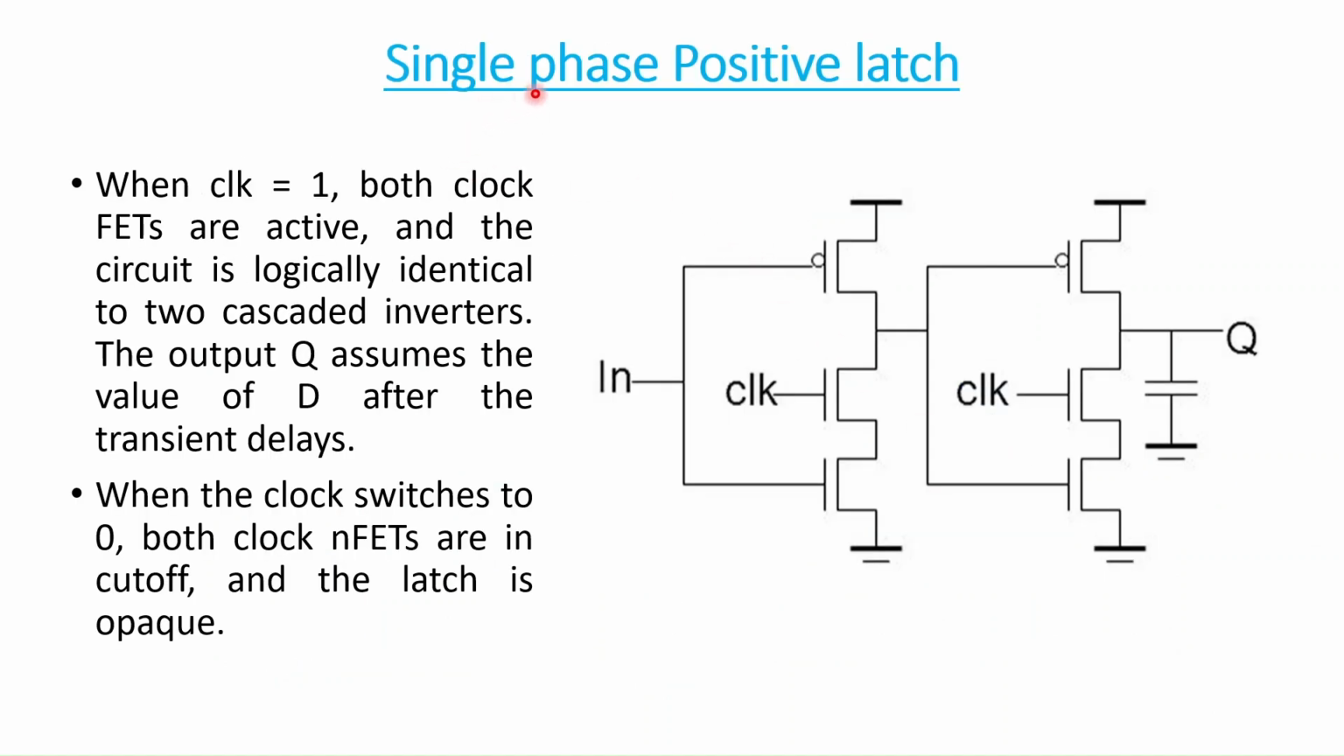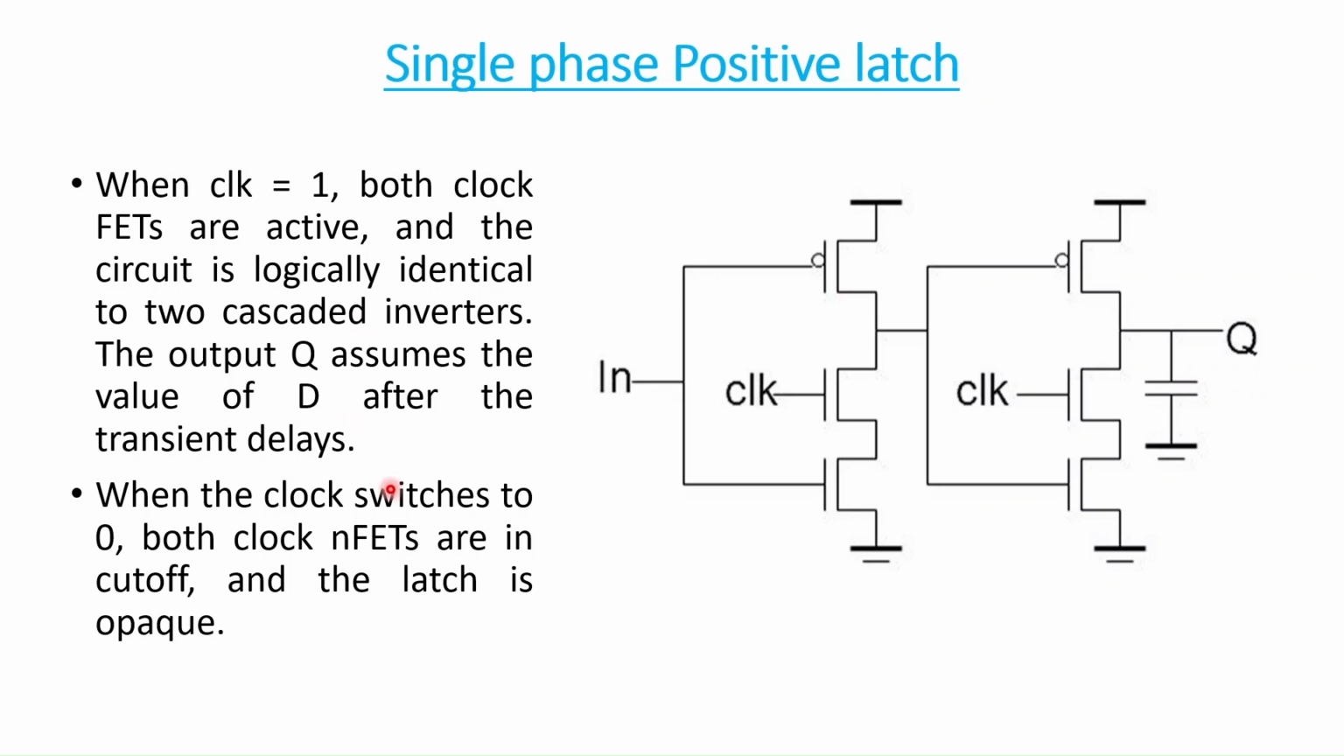Now let us see the single phase positive latch. You can see here the clock is applied only to the NMOS FET. When clock is equal to 1, both these NMOS FETs will be active or on, so the circuit will be like a cascade of two inverters. Whatever the input is, it will be equal to the output after some transient delay. The delay of this inverter and the delay of this inverter will add up, and we will get the output after that delay.